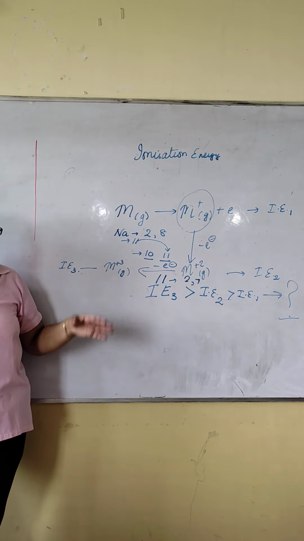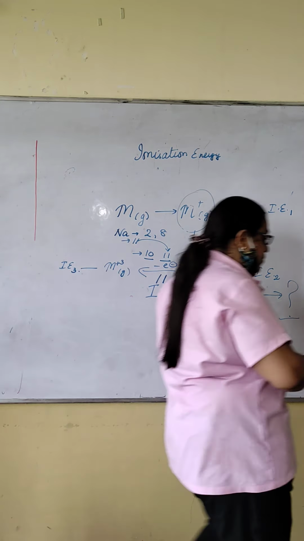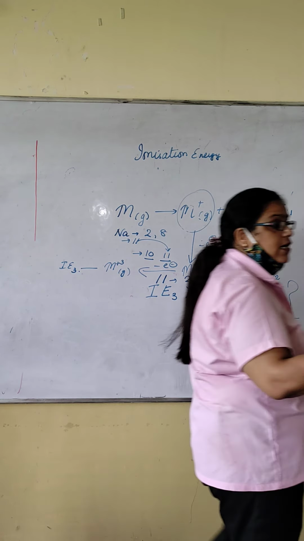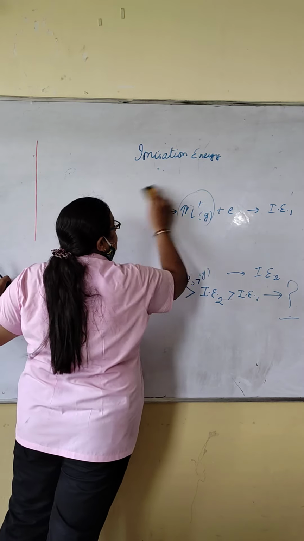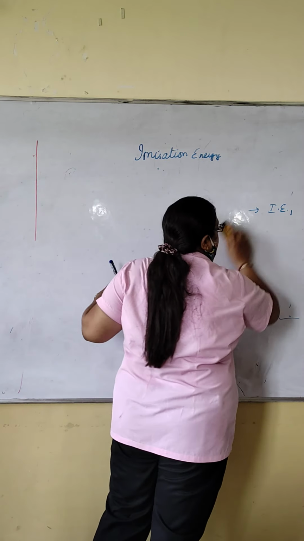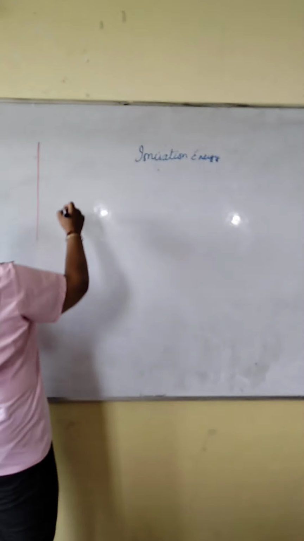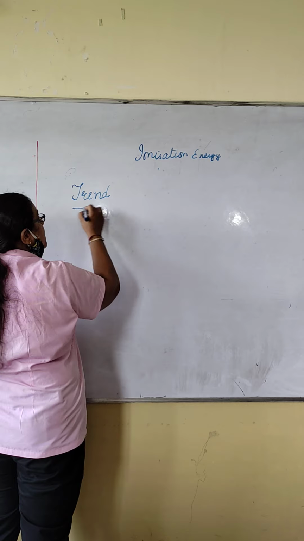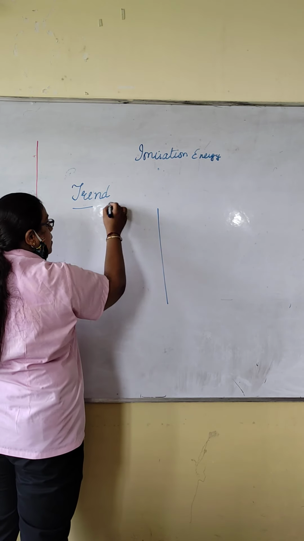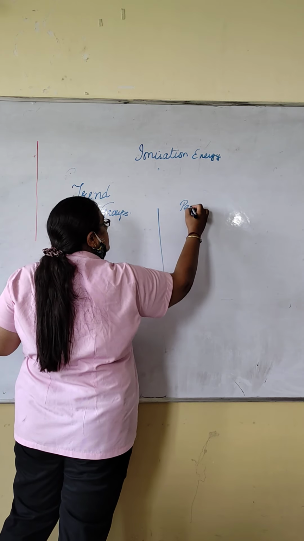That was the successive ionization energy concept. Last, the important topic from the same chapter is the trend of ionization energy along the periods and groups. Trend of ionization energy along the periods and groups.